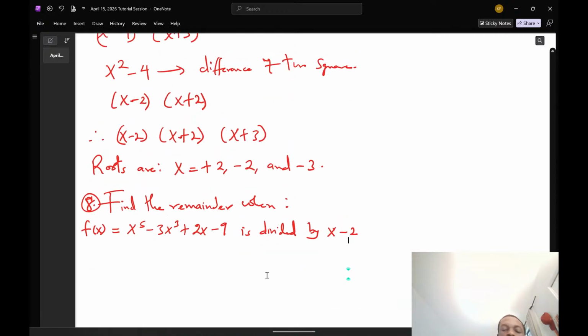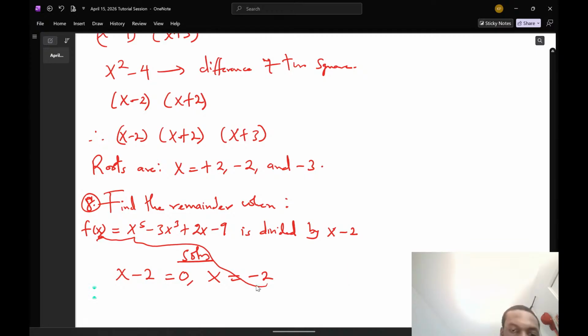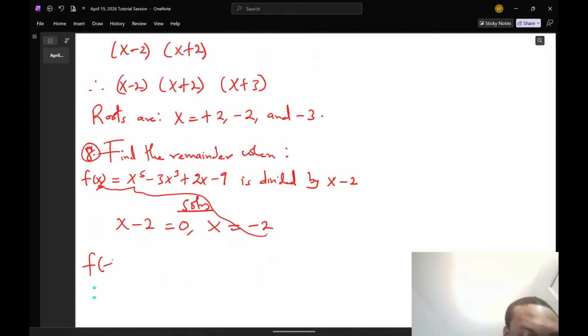So if we want to find the remainder, what we do is that the divisor, which is x minus 2, we equate it to 0. That says x is equals to minus 2. So now you sub x is equals to minus 2 into this. So that will be f of minus 2 is equals to minus 2 raised to power 5 minus 3 into minus 2 raised to power 3 plus 2 into minus 2 minus 9.